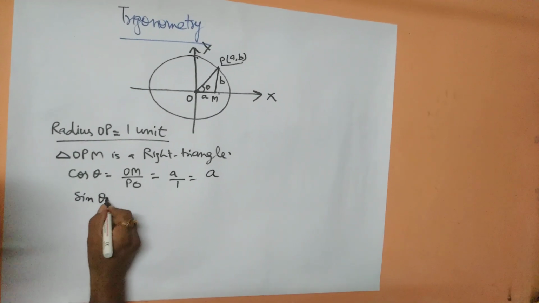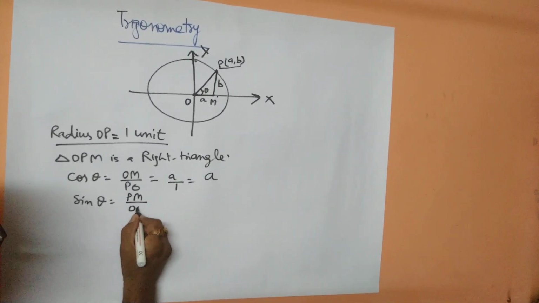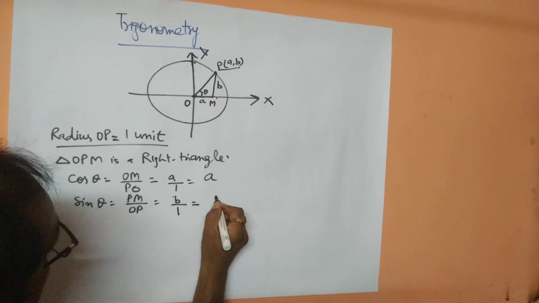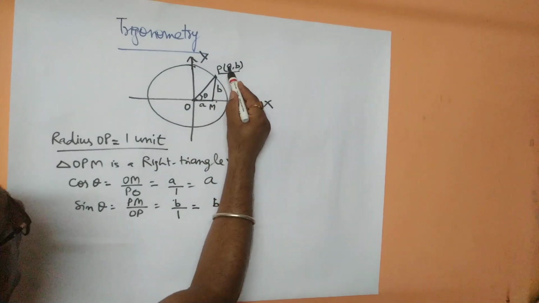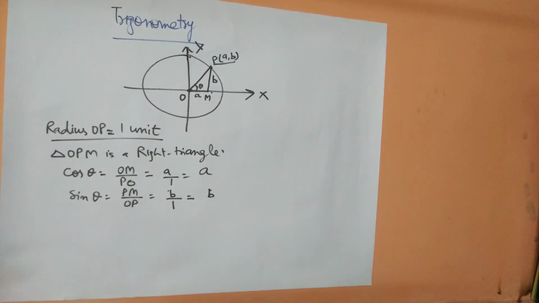Similarly we can write sin theta is equal to perpendicular upon hypotenuse, that is PM over OP, and the value of PM is b and hypotenuse is 1. So that is b. So when we have taken P(a, b) as the coordinates, then cos theta is equal to a and sin theta is equal to b.